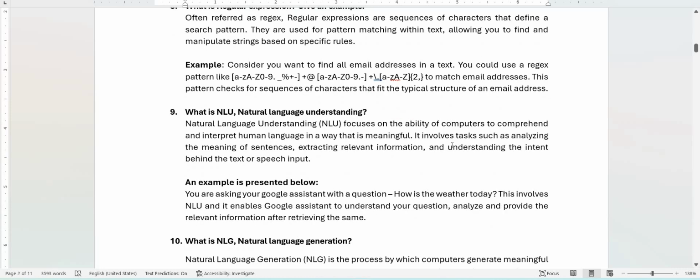We'll go by a very simple example. You are asking a question to your Google Assistant or Siri, how is the weather today? This typically involves NLU and it will enable your Google Assistant or Siri to understand your question, analyze it and provide the relevant information about the weather after retrieving the same. So this is NLU for you.